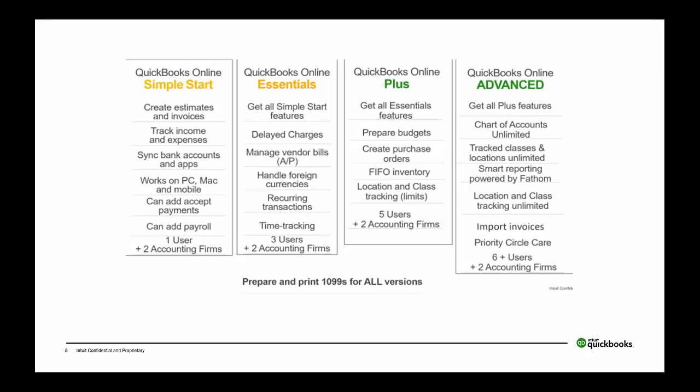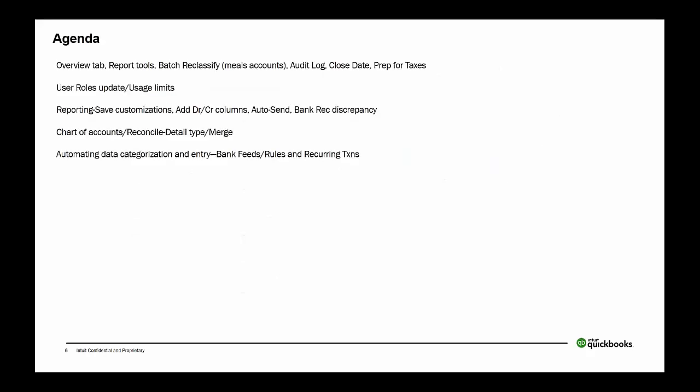Okay, and here's our agenda today. We're in the client file, so what are the main things there you want to know about? The new overview tab, we'll look at report tools and why that matters, and a couple of the accountant tools under the accountant toolbox, or the lunchbox there. Then the user roles update, just in case you don't know, and the usage limits, to make sure we're aligned there.